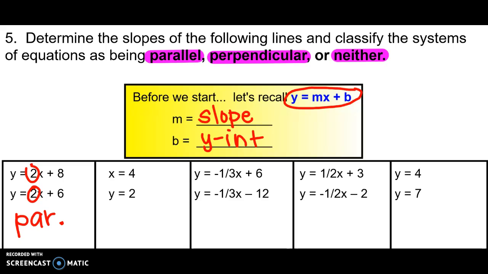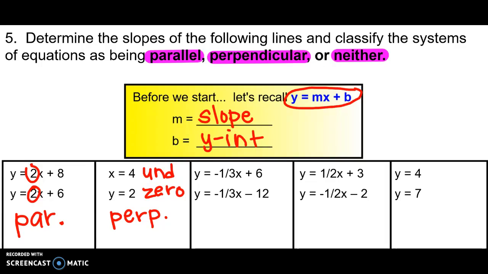All right, the next one, we have x equals 4. And recall a few slides back, we said if we have x equals a number, that's going to be an undefined slope. And then we have y equals 2, which we know is a 0 slope. So if we have an undefined slope, that's a vertical line, and a zero slope, which is a horizontal line, we know that those two lines are perpendicular.